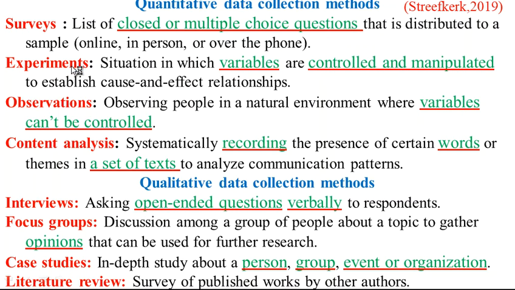In terms of experiments, there are variables. For example, there are flowers, or a flower is given water, and another flower is given sugary water. So here, sugary water is the manipulated variable to see the cause and effect, to see whether there will be a change in the growth of one of the flowers, especially the one that is given sugary water.